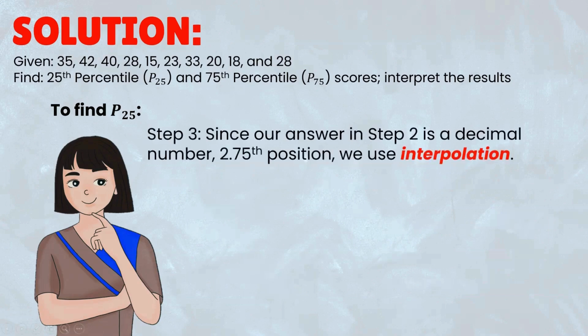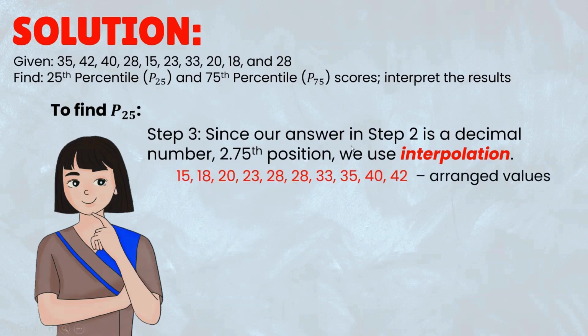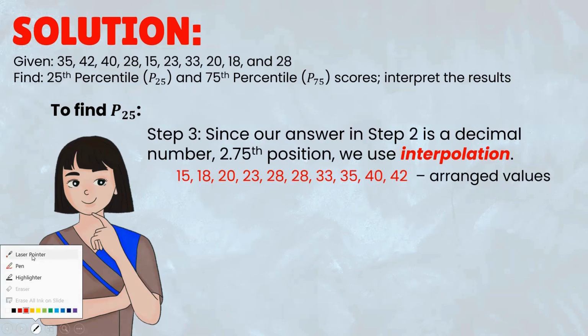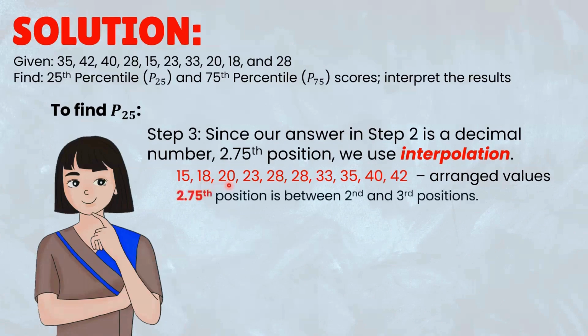To perform the interpolation process, we first locate the 2.75th position based on our arranged values in step 1. So this is our arranged values in step 1. So the 2.75th position is between the second and the third positions. So we have 18, which is the score that corresponds to the second position, and 20, which is the score that corresponds to the third position.